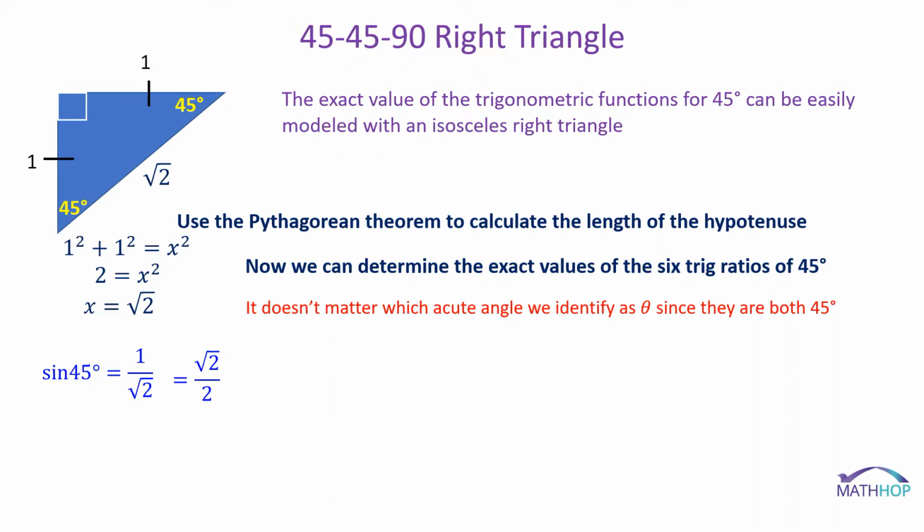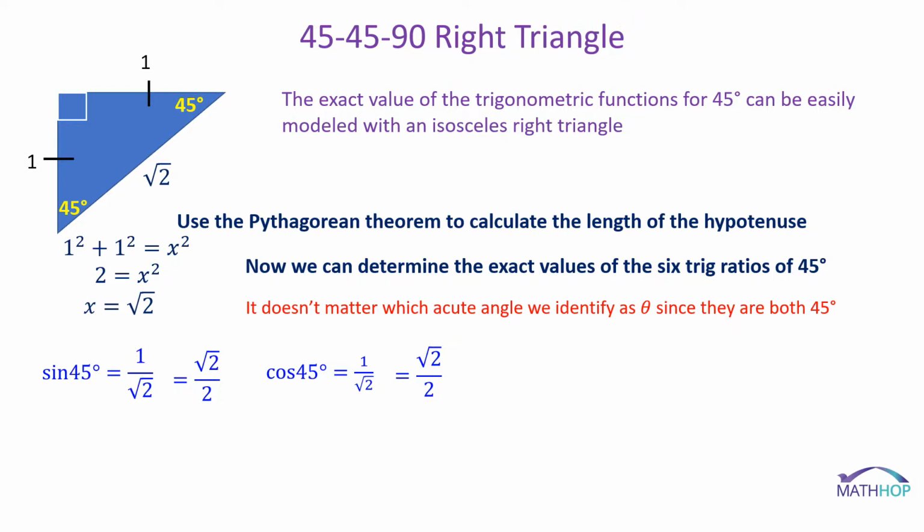So the cosine of 45. Let's think about this. The sine of 45 degrees, we looked at the opposite side length and saw it was 1. If we took the cosine and we looked at the adjacent side length, for either 45-degree angle, the opposite and the adjacent side length are the same. So the cosine of 45 degrees is exactly the same as the sine of 45 degrees, and that should make sense because both the opposite and adjacent sides are 1. So it's 1 over rad 2 or rad 2 over 2.